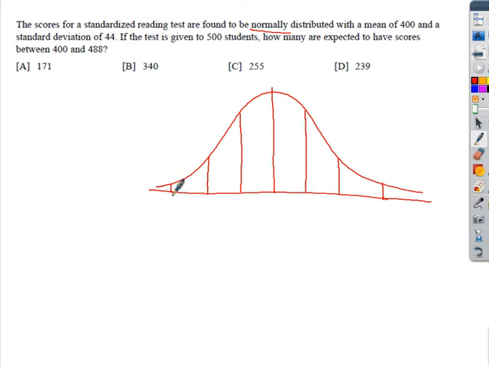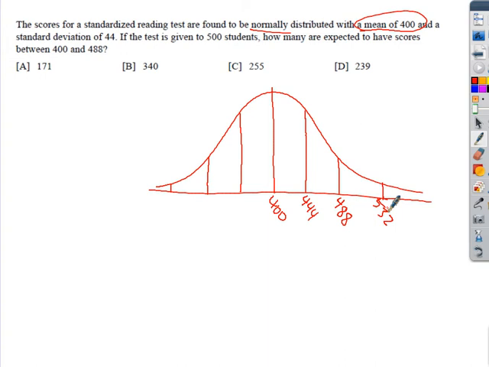So the mean, or the average value here, was 400. So standardized test scores where the average person got a 400, and everything else was normally distributed around this with a standard deviation of 44. That means that 1 standard deviation out would be 400 plus 44, and the next one would be 444 plus another 44, so that's 488, and then finally another one that would be 532, I think. Yeah, that looks right.